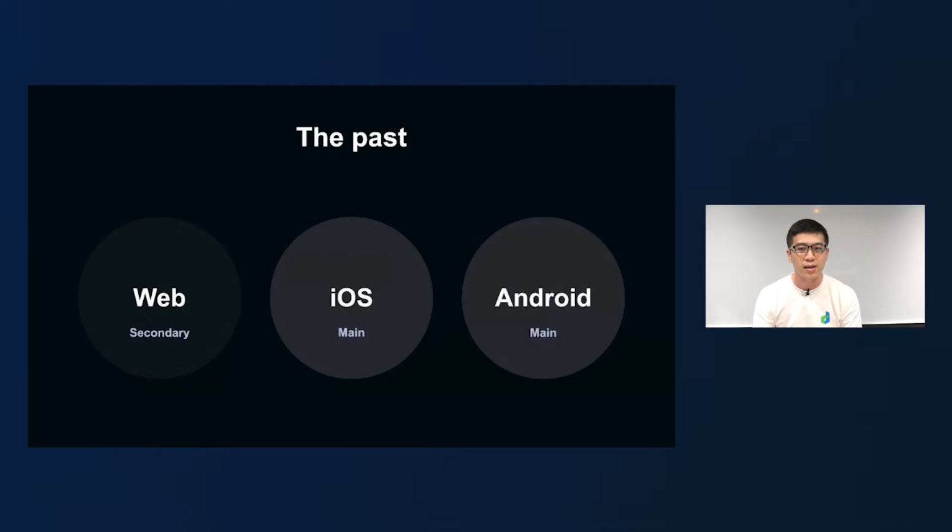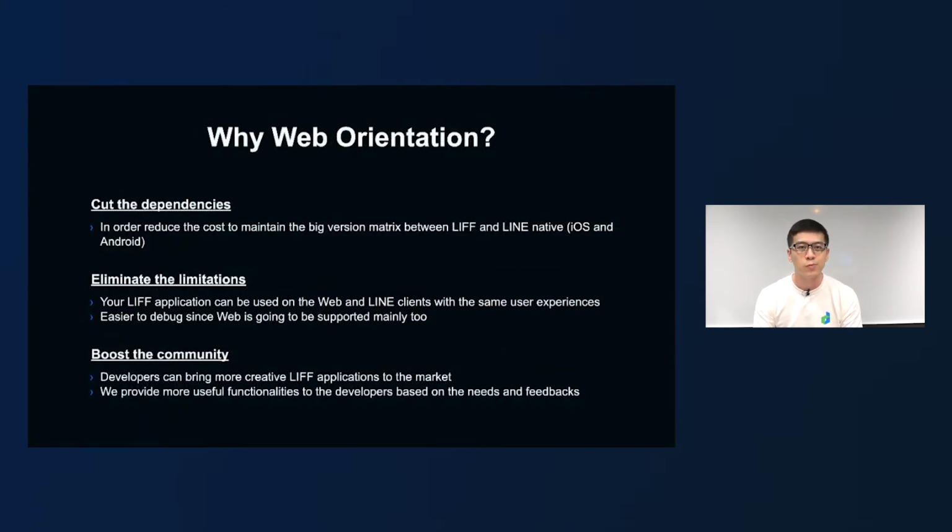So our goal is: if possible, can we try to treat the web platform as important as the iOS and Android versions at the same time? If they are all equal, maybe we don't need to handle this kind of complicated version matrix anymore. And there must be some benefits that we can get from it. So that's the reason why we want to head to the web orientation.